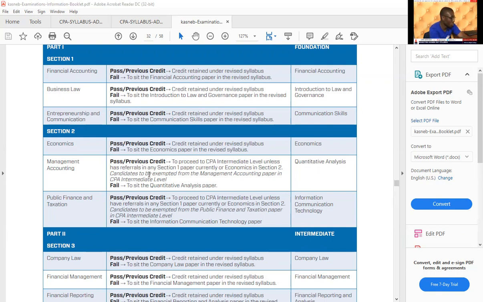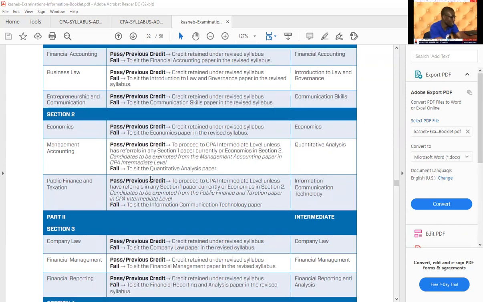So we are saying candidates are to be exempted from the management accounting paper in CPA intermediate level. You're going to be exempted on the same. Talk about public finance and taxation. Assuming you did your PFT and you passed.